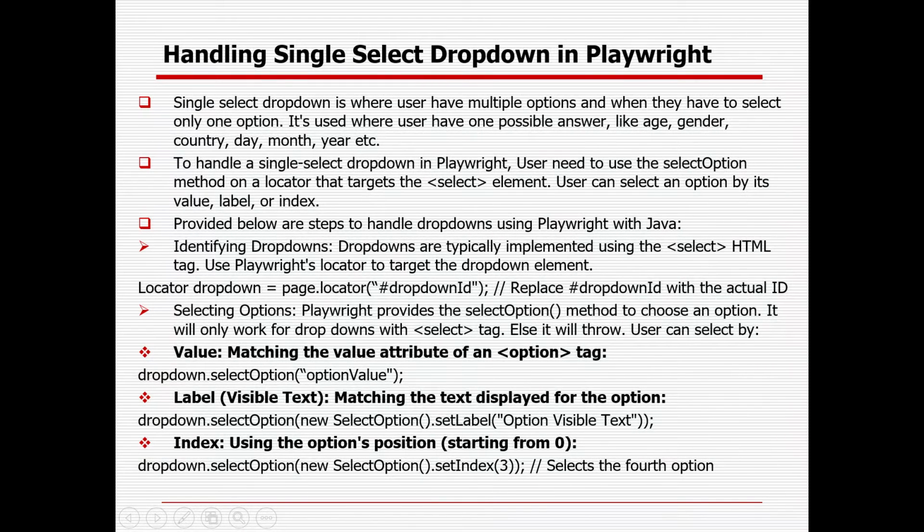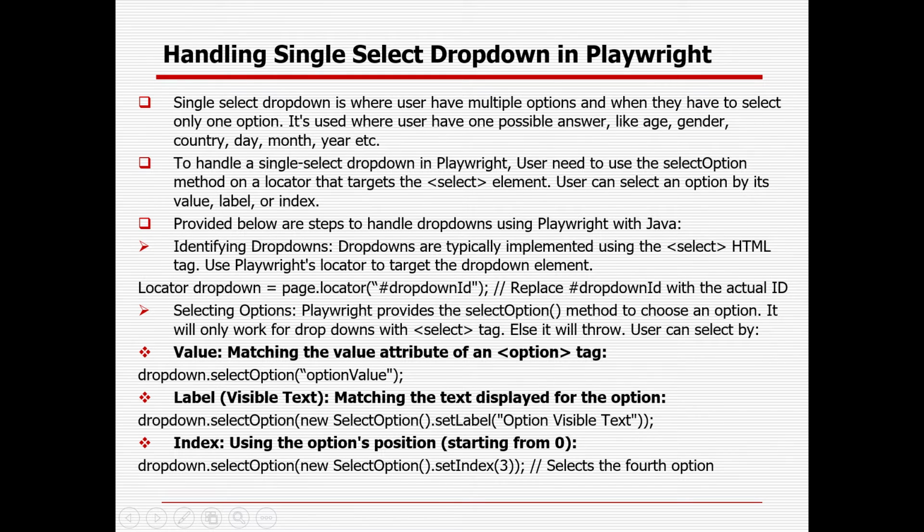After your dropdown is identified, then you need to select the option from the dropdown. So Playwright provides the selectOption method to choose an option. The selectOption method will only work for dropdowns with the select tag, else it will throw an error. The user can select by value, label, or index. Value is matching the value attribute of an option tag. So here you can directly call the dropdown locator, then dot selectOption, and you can give the value, whatever value is there for the dropdown field.